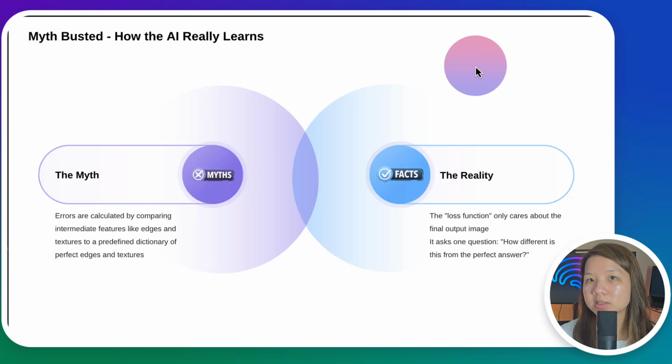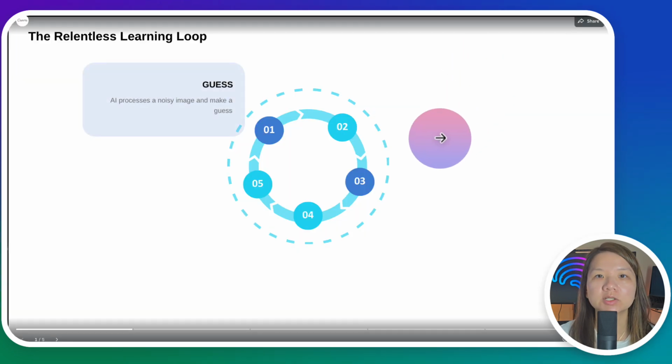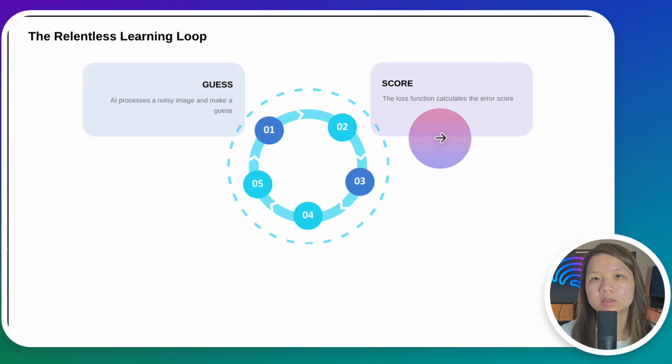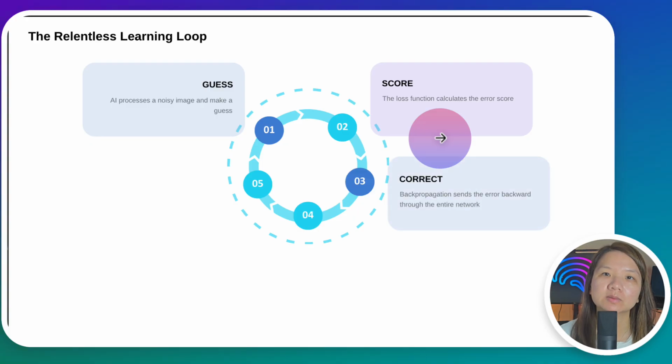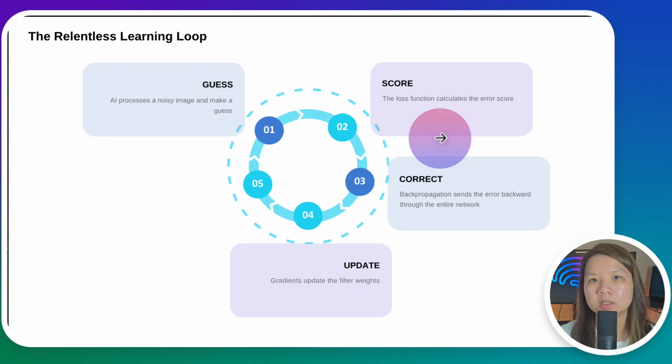The AI makes a guess. The loss function scores its failure. That error gets sent backward through the network. This backward trip calculates something called a gradient for every single weight, and then all those weights get a tiny update. And it immediately tries again, just a tiny bit smarter this time.